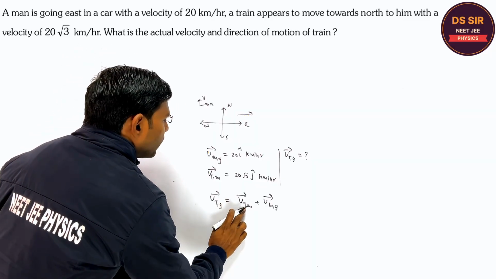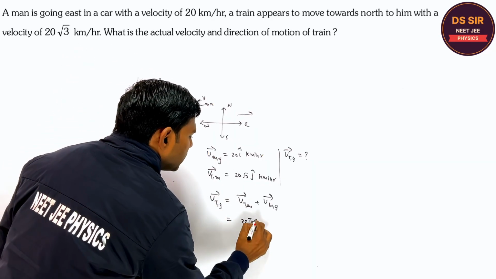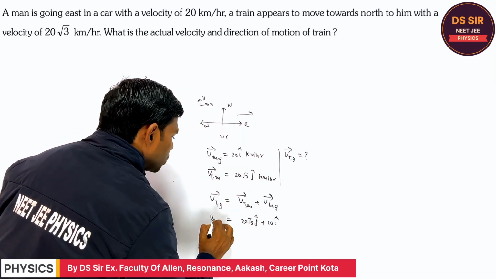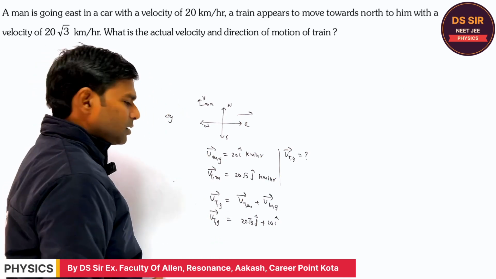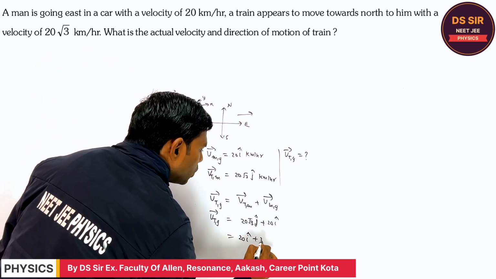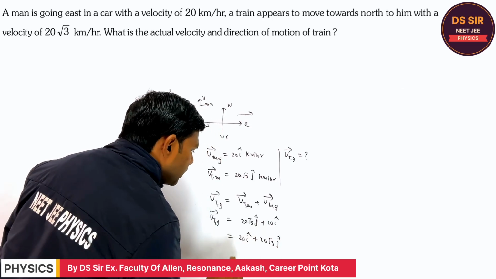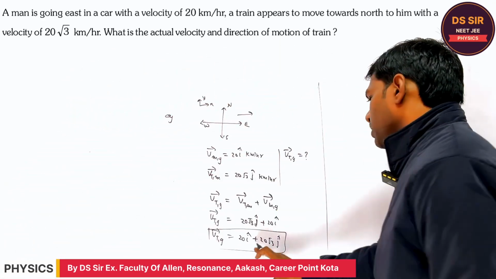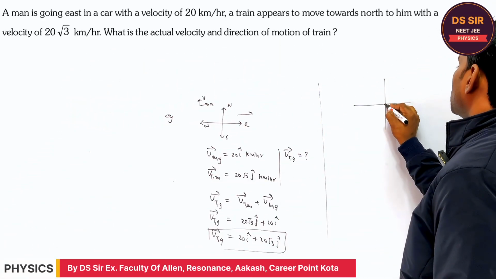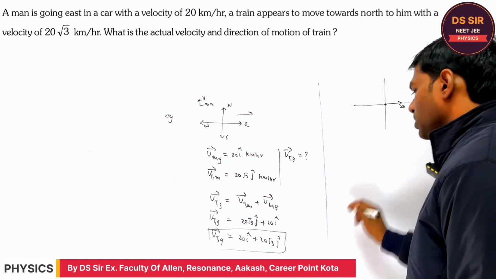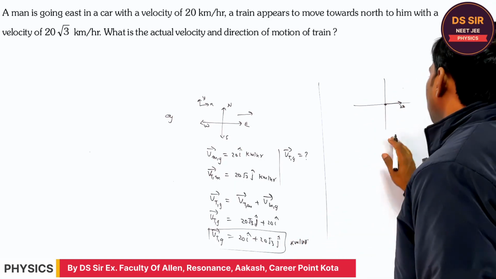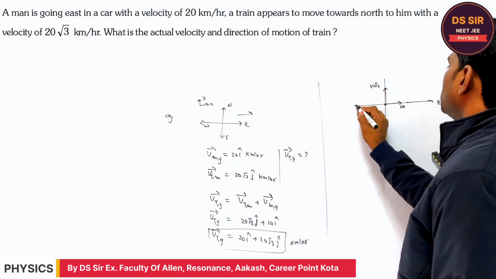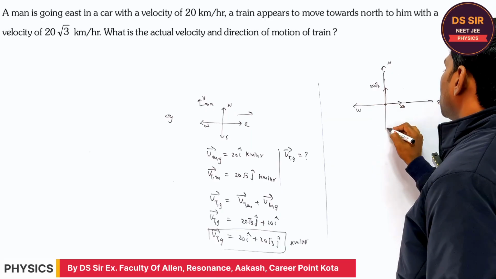So, what is the velocity of train with respect to man? It is 20 root 3 j cap plus man with respect to ground 20 i cap. So this is the velocity of train with respect to ground. That's it. So this is 20 i cap, 20 root 3 j cap. Are you getting it or not? This is 20 i cap, meaning 20 in this direction, in kilometer per hour, and this is going 20 root 3 kilometer per hour in this direction. This is the east, west, north, south.